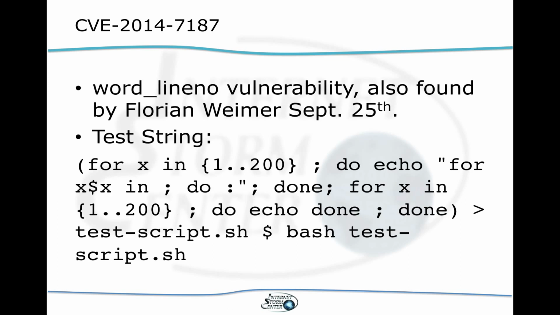The next one was also found by Florian on the same day, just a different way of injecting additional code into Bash. Now, this one doesn't even use the feature discovered earlier. As a result, this one is also somewhat harder to exploit. It's not as easy to exploit, in particular via CGI bin, as the original Shellshock vulnerability.